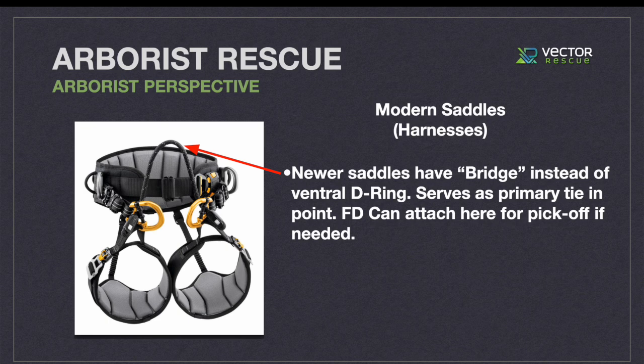So instead of having a ventral D-ring like a fire department Class 2 harness, they have a rope bridge, they call it, and that serves as their primary tie-in point. It goes from left to right, and this is where the climber is going to tie in. It allows them to rotate left to right instead of being stuck on one ventral attachment D-ring. Fire departments can use this bridge for pickoffs if needed. It's very important, since it is rope, to inspect it for damage and integrity before we commit anything to it.